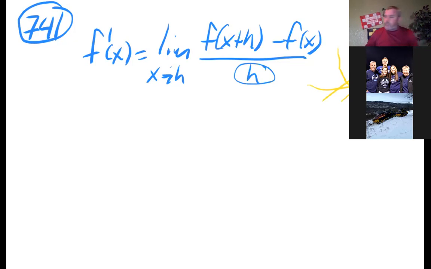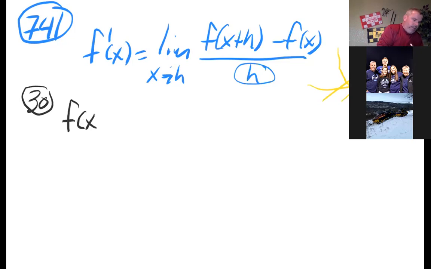All right, so let's use that in question number 30. Let's go with this one. And then I'll show you why I think it's fairly useful. F of x is 2 minus 3x squared.